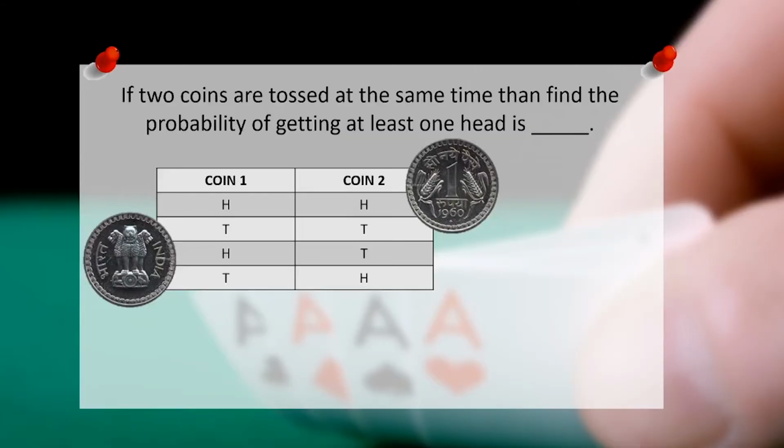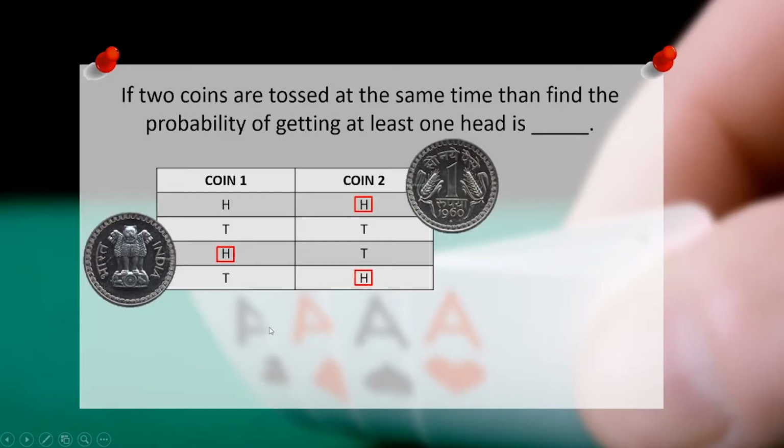Okay, so when you throw two coins on top, they will end up like this. They can be either first one head, second one also head, or first one tail, second one tail, or first one head, second one tail, or the first one tail and second one head. There can't be any other option. So these are the possible options that can happen.